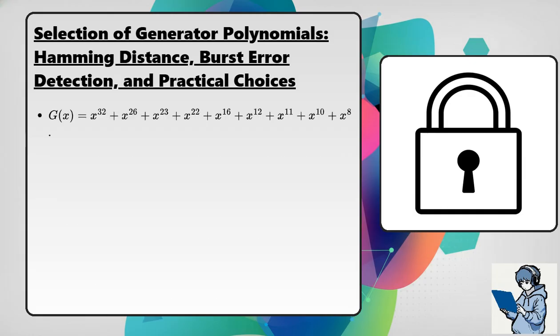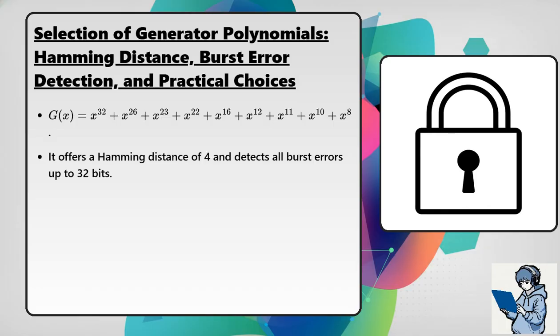G of x equals x to the 32 plus x to the 26 plus x to the 23 plus x to the 22 plus x to the 16 plus x to the 12 plus x to the 11 plus x to the 10 plus x to the 8 plus x to the 7 plus x to the 5 plus x to the 4 plus x to the 2 plus x plus 1. It offers a Hamming distance of 4 and detects all burst errors up to 32 bits.